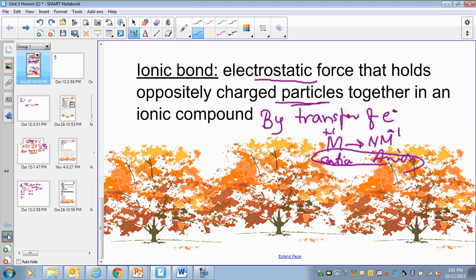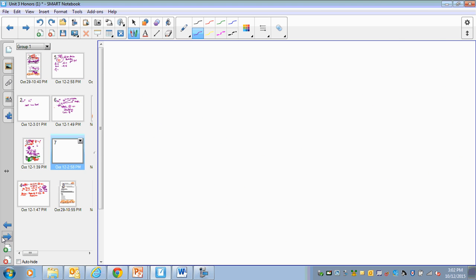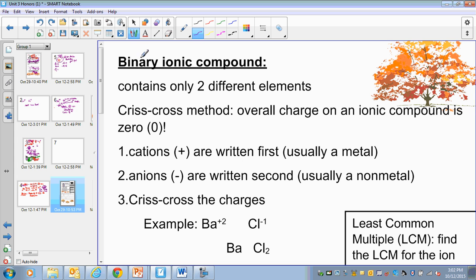Next thing we want to talk about, I have a lot of slides in between here, is binary compounds. Binary compounds means compounds of 2 elements. Bi means 2, so it contains only 2 different elements. The crisscross method is used to get the formula for ionic compounds. The overall charge for the ionic compound is going to be 0. Cations are positive and are written first, and anions are negative and written after.